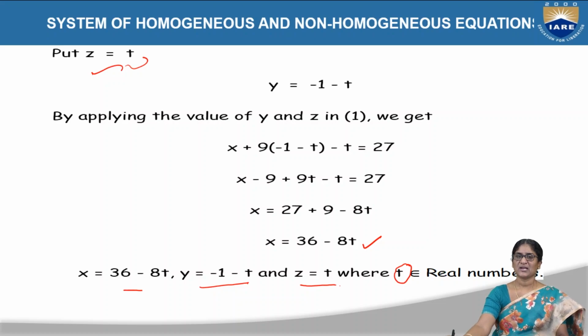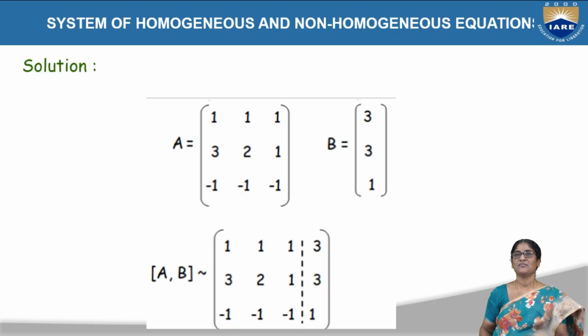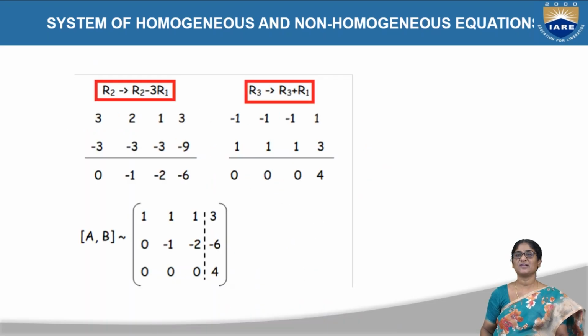So this is the second one. Today we have seen two problems: inconsistent, then a unique solution, and the third one we have taken as consistent but having infinite solutions. Even this fourth example is also followed in the same manner.